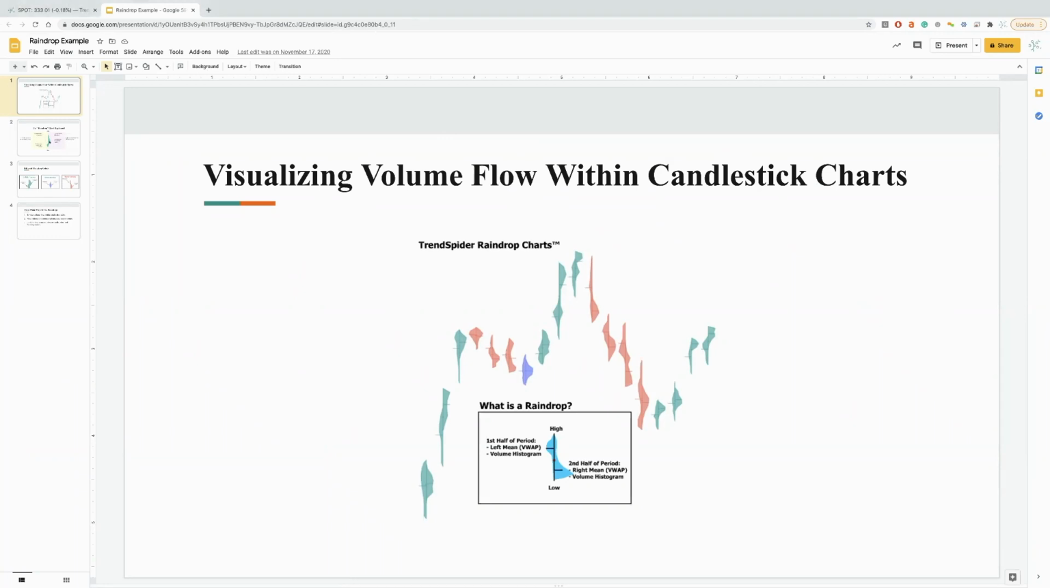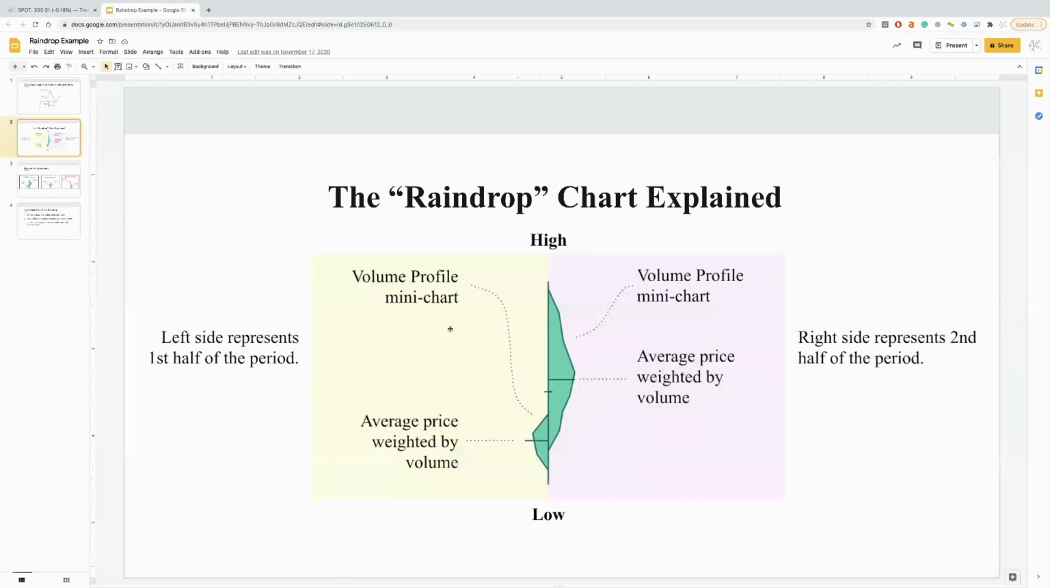So the raindrop is a volume weighted chart. So if you're familiar with a price bar, you have your left bar, you have your right bar. Generally, that's an open and then a close on the right. With this, you have a volume weighted average price for the first half of the time period you're looking at on the left, and then your volume weighted average price for the second half of the period you're looking at. So if we're looking at a daily chart and a daily candle, this left bar would be the volume weighted average price for the first half. This right bar would be the volume weighted average price for the second half of the day.